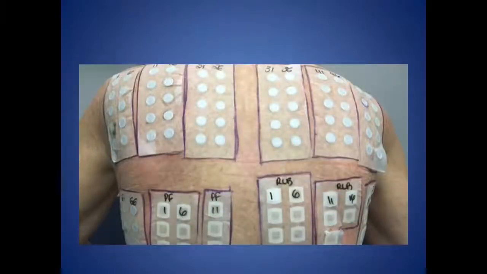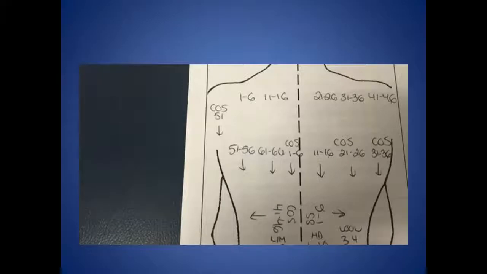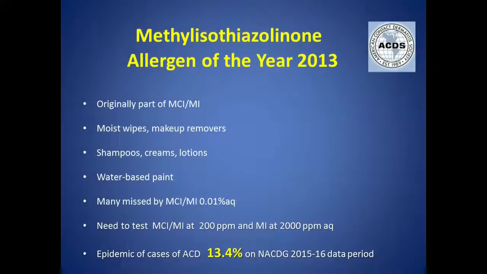And then they come back at 48 hours. We outline them. We remove the patches. But it's not until 96 or 120 hours that I do the final reading. And then we score the various reactions, and then we look for relevance and interpreting. That's where the skill comes in. I keep a little map so I can keep track of all the placement of the allergens. So it takes all week to do this, and you're asking people just to sponge bath and no exercise. So it's a commitment.